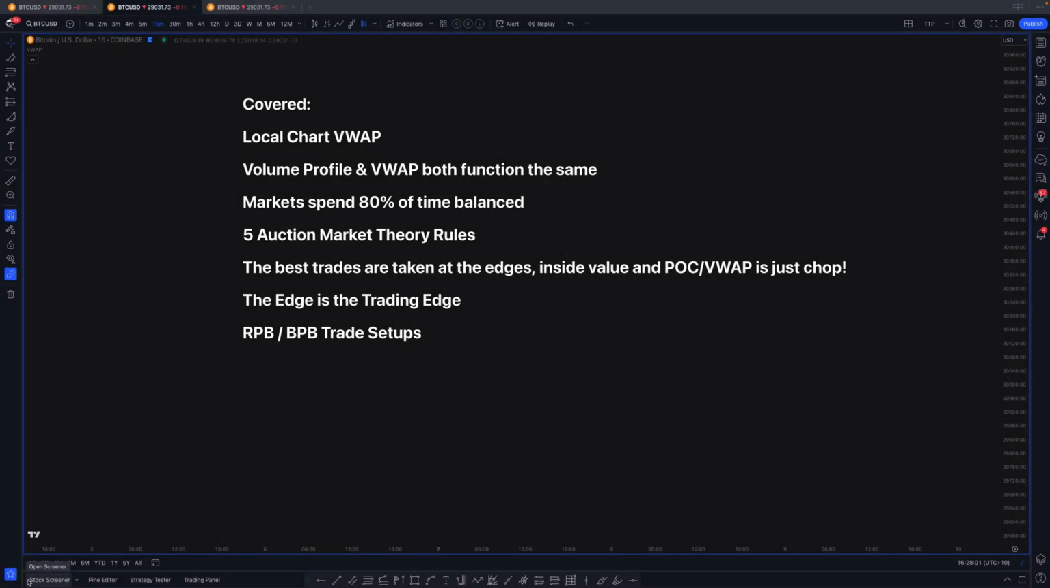Okay, so just going over what we've covered: the local volume weighted average price indicator. We've covered volume profile and VWAP, both function the same. Markets will spend 80% of the time plus balanced, within ranges and value areas. The 5 auction market theory rules, and the best trades are taken at the edges, not inside the value area or around the point of control or the VWAP, as it's just chop. The edge is your trading edge, and the return pullback and the breakout pullback trade setups.